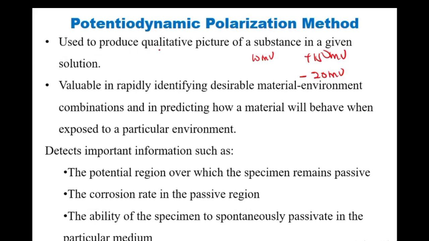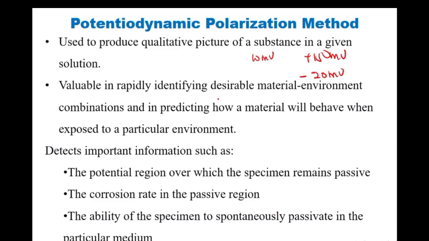It's used to produce a quantitative picture of what a substance does in a given solution, and to help in rapidly identifying a desirable material-environment combination, and in predicting how the material will behave when exposed to a particular environment. It also detects important information such as the potential region over which the specimen remains passive, the corrosion rate in the passive region, and the ability of a specimen to spontaneously passivate in a particular medium.